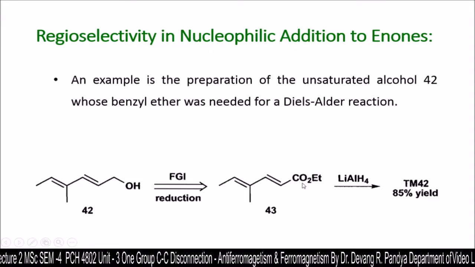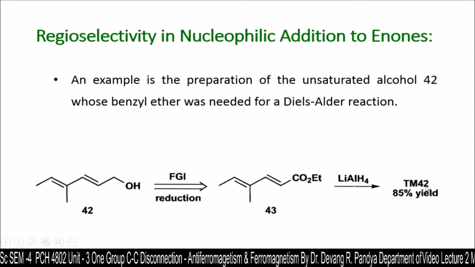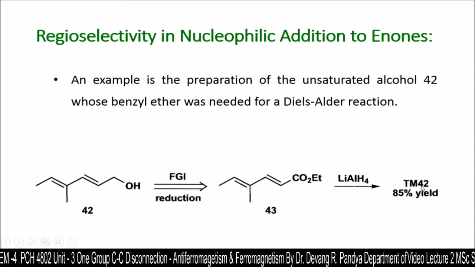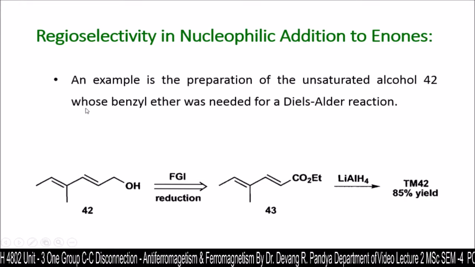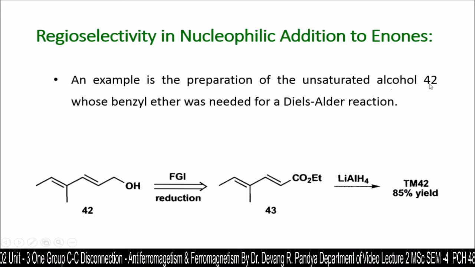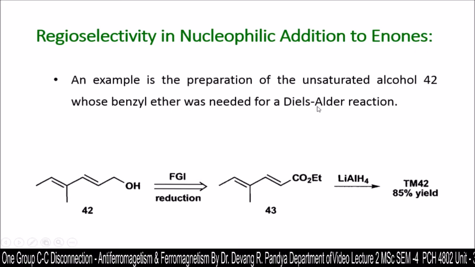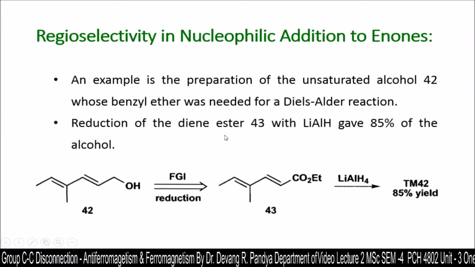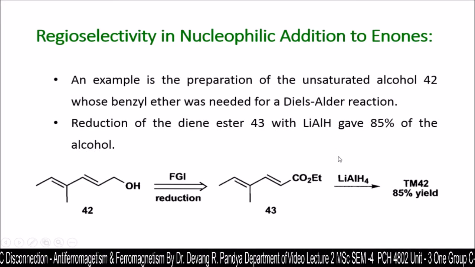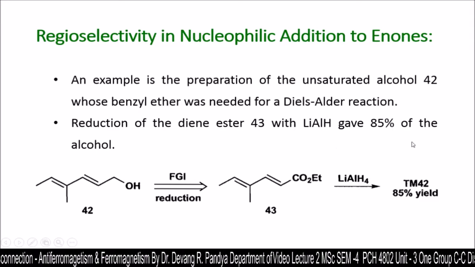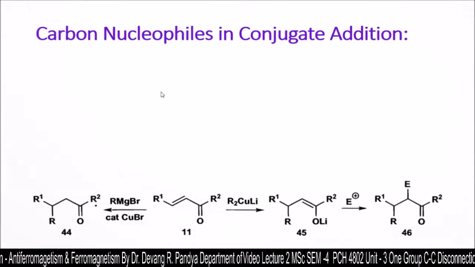And when you reach this target molecule by reduction, that is, lithium aluminum hydride, you are going to get your target molecule 42. An 85% yield is going to be obtained, and that structure 42 is going to be obtained, whose benzyl ether was needed for the Diels-Alder reaction. Reduction of this diester 43 with lithium aluminum hydride gives 85% yield of the unsaturated alcohol.